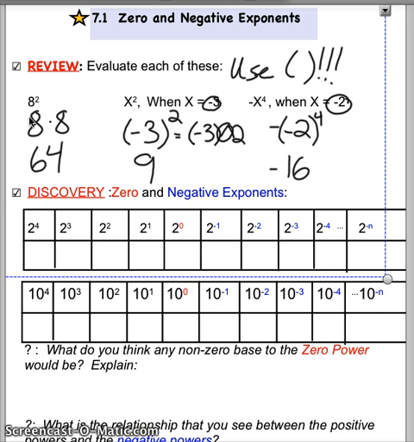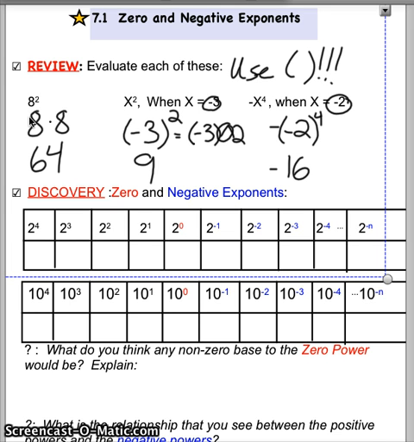Now, that's a little review of stuff that I'm hoping you already know. Now, for the new stuff, we're going to be talking about the 0 exponent and negative exponent, okay? So, we're going to fill in this chart together of 2's and 10's.